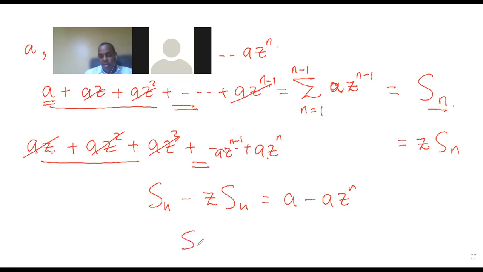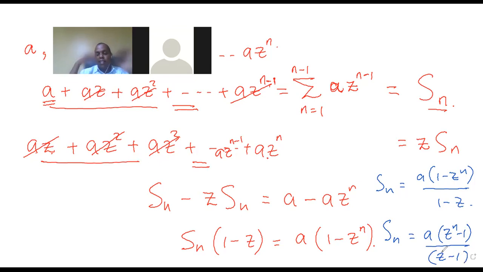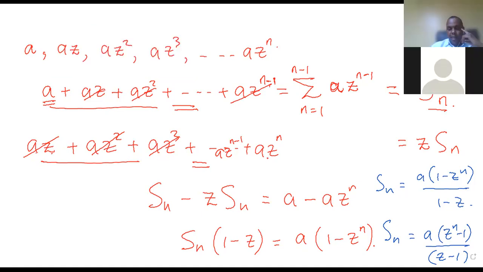That's correct. If you factor out Sn, you get (1 minus Z) Sn equals a times (1 minus Z to the power n). If you divide, you get Sn equals a(1 minus Z^n) divided by (1 minus Z). If you multiply top and bottom by -1, you can also say that Sn equals a(Z^n minus 1) divided by (Z minus 1). So these are the two formulas that give us the sum of n terms in a geometric sequence. That's how they were created.